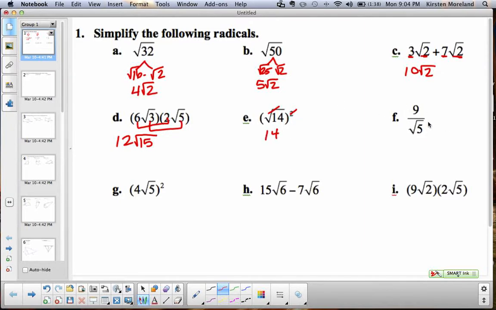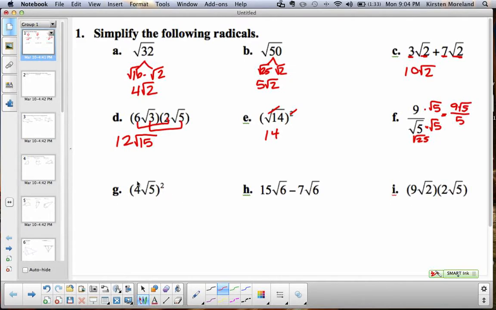This one is like one of those where we can't leave our answers, so we have to get rid of the square root on the bottom. It's called rationalizing the denominator. So I multiply by the square root of 5 on top and bottom, and I get 9 square root of 5 on top. And on the bottom, the square root of 5 times the square root of 5 is really the square root of 25, which ends up being 5. So my final answer is 9 square root of 5 over 5.